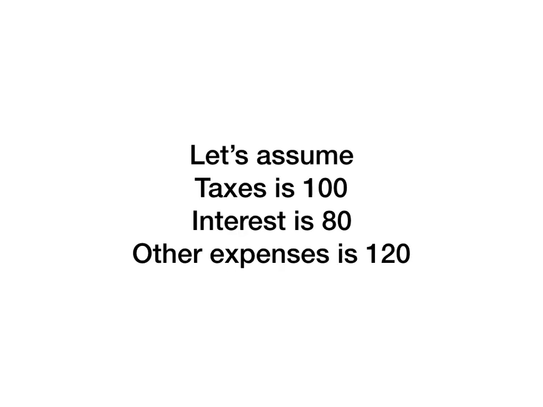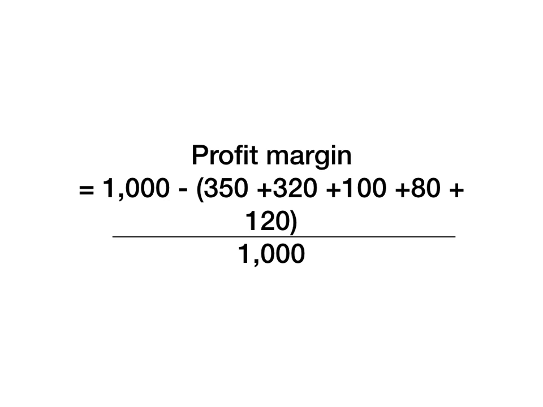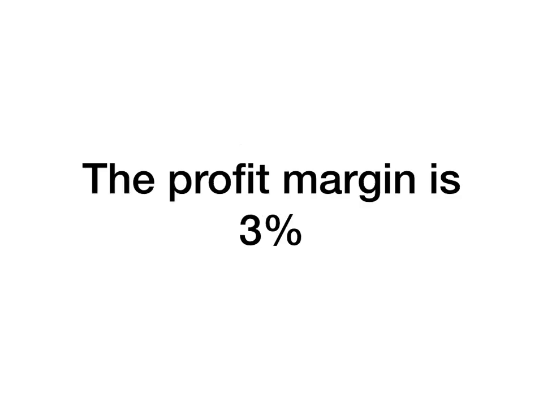Let's assume taxes is 100 and interest is 80, and we add other expenses of 120. To get this, we say net sales minus COGS minus SGA minus taxes minus expenses minus, I've forgotten the last one now, but the numbers will be 1000 minus 350 minus 320 minus 100 minus 80 minus 120, all divided by net sales of 1000, and the profit margin here is going to be 3%.